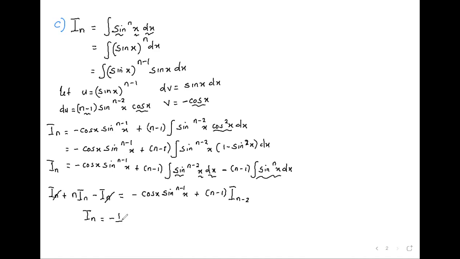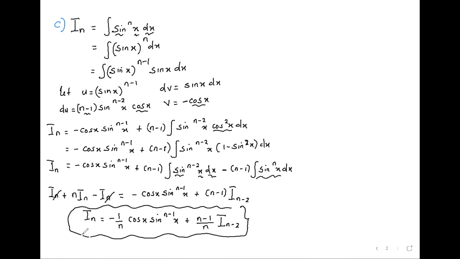negative 1 over n cos x sine^(n-1) x plus (n-1) over n I_(n-2). So this is the reduction formula for sine^n of that kind.